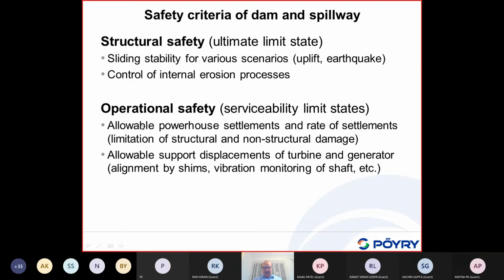So therefore, the settlements of the powerhouse must be controlled, and also the rate of settlements, because if you have differential settlements, your turbines may trip. That means they shut down automatically if it exceeds, or they may even be damaged. So you accept only extremely small amounts of differential settlements. So serviceability limit state here is number one, what I mentioned already, okay? Because for the turbine and generator, if the turbine axis is out of alignment, it also creates large vibrations.